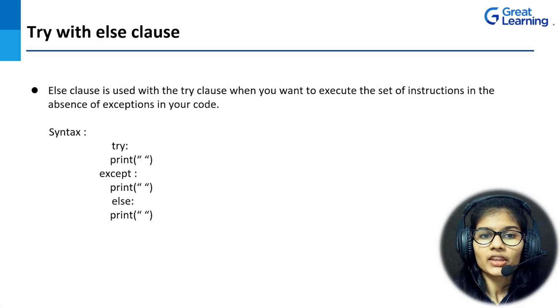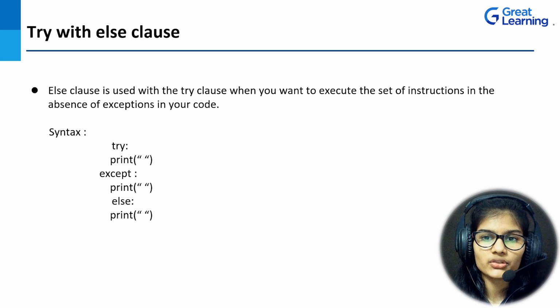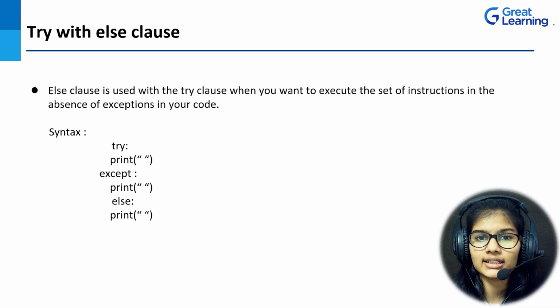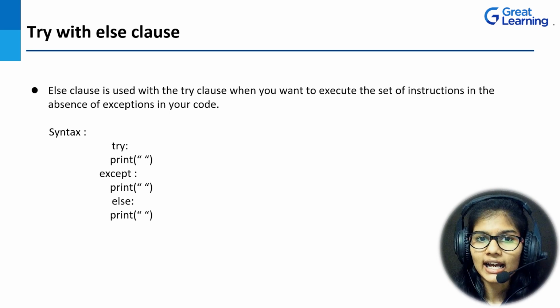Let's move forward. First of all, you can use the else clause with the try and except statement. Yes, that's allowed. What are the things you need to follow here? Whenever you use the else clause with the try statement, you want to execute a set of instructions when you do not have any exception in your program. After execution of the try block, you want one more statement to get printed as an output. In that case, we simply use this else clause.